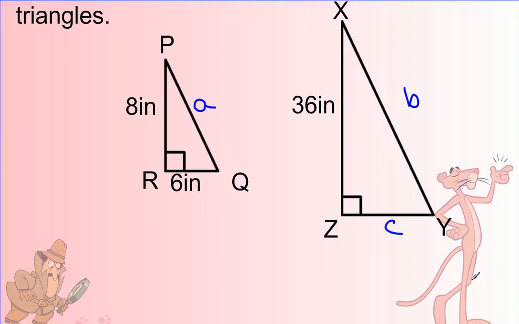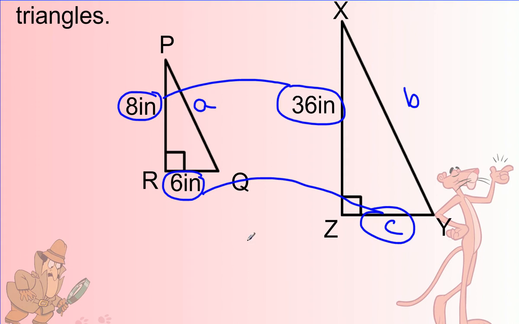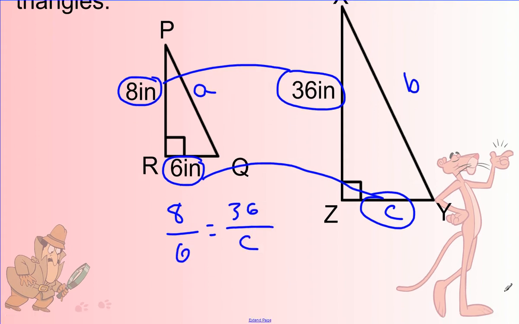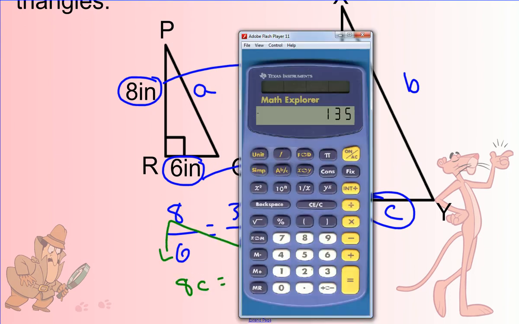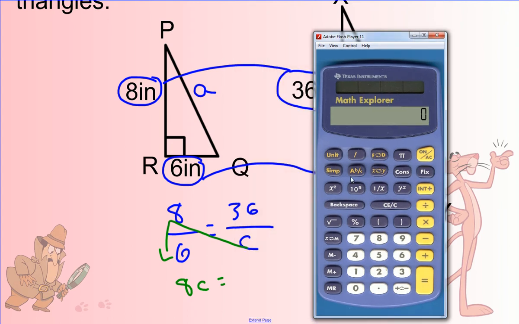Okay, so using similar figures, we can find this letter C. I'm going to start there because I see that this side length of 8 corresponds to this side length of 36. And 6 would correspond with this C, and that's a proportion. 8 corresponds with 36, 6 corresponds with C, a little cross multiply action going on here: 8C, and 36 times 6.